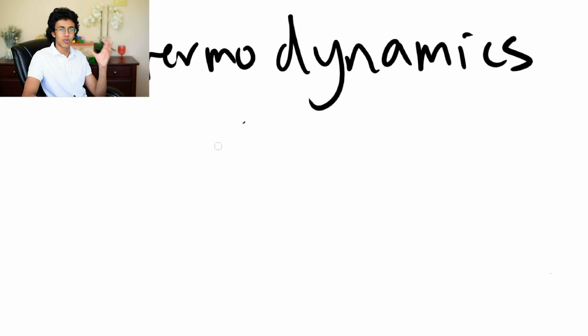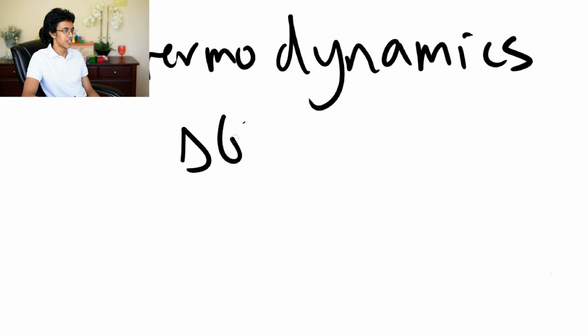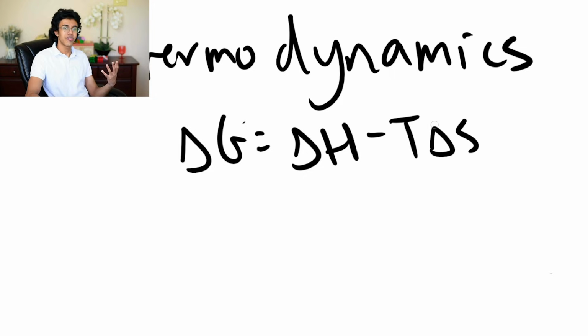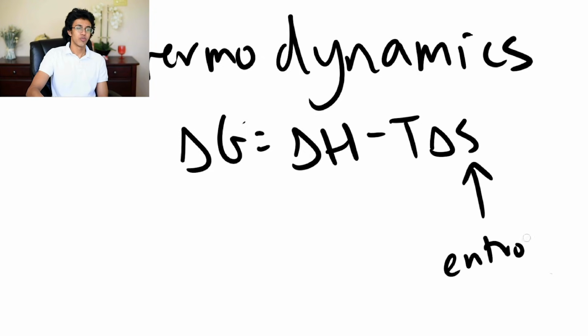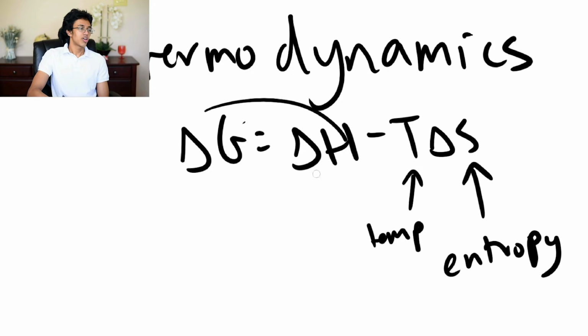Basically, the fundamental equation of thermodynamics is delta G equals delta H minus T delta S. Now, if you don't know what that means, that's totally fine. In biology, you do not really have to completely understand how this equation works, but what you do have to understand is the different variables that come into play here. So delta S is our entropy, okay? We already know what that is, that's the disorder of the universe. T is our temperature. Now, these two guys are the interesting guys.